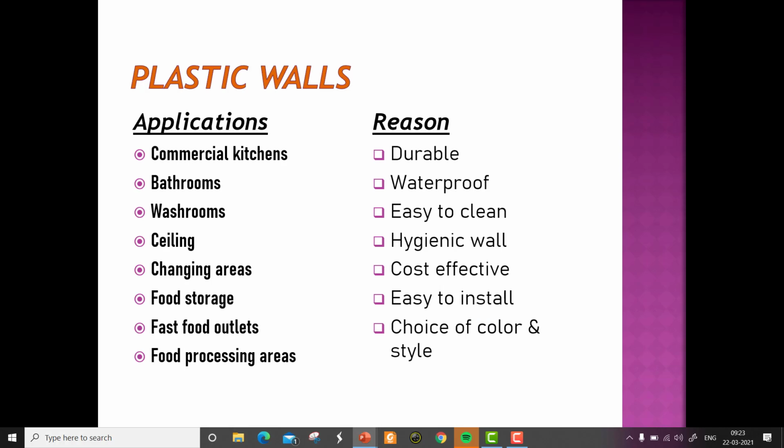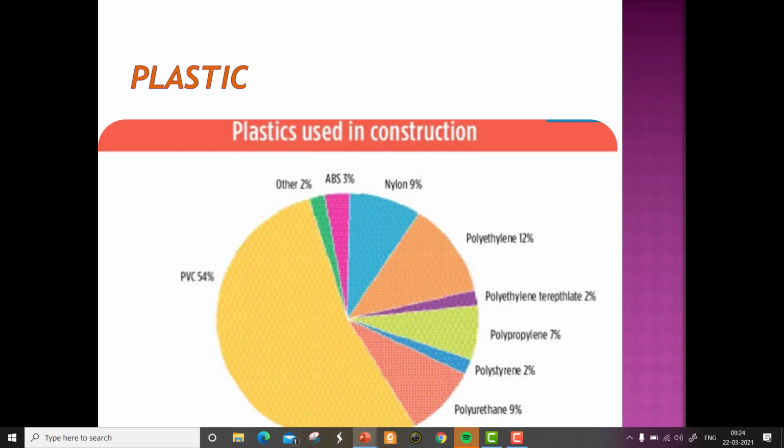It is also used as plastic boards. The plastic boards are mainly used in commercial kitchens for separation, or for wardrobes, bathrooms, washrooms, ceilings, changing areas, food storage, fast food outlets, and food processing areas. The reason why we are using plastic boards in a building is that they are durable, waterproof, easy to clean. It's a hygienic wall, cost effective, very easy to install, and you can select the color of your choice.